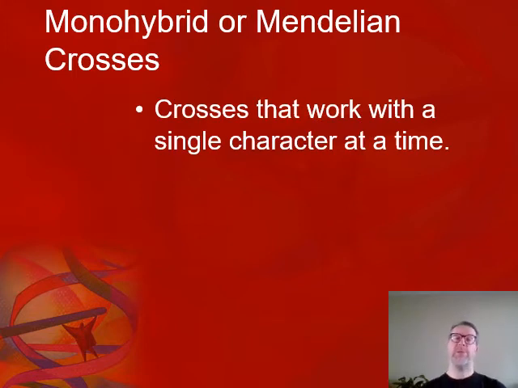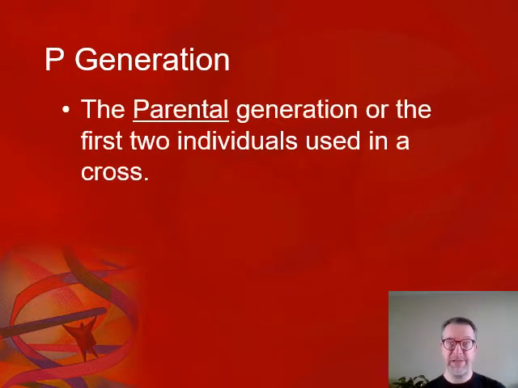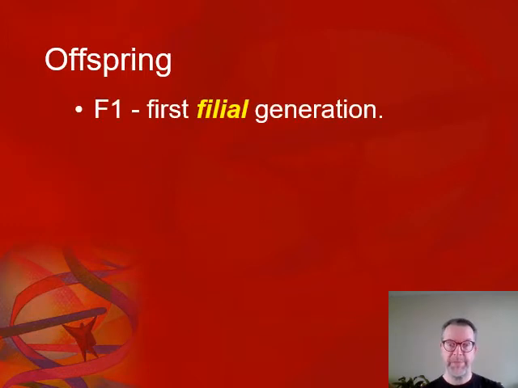Monohybrid crosses, or the crosses that just one trait at a time. A tall plant with a short plant. Or you could cross purple stem versus white stem. The P generation stands for parental. That's your first one. We're going to see P generation, F1 generation, F2 generation. So the P stands for the parent, or the original generation.